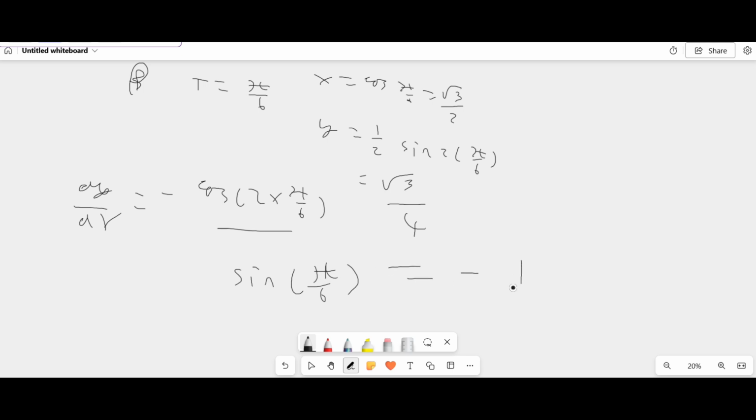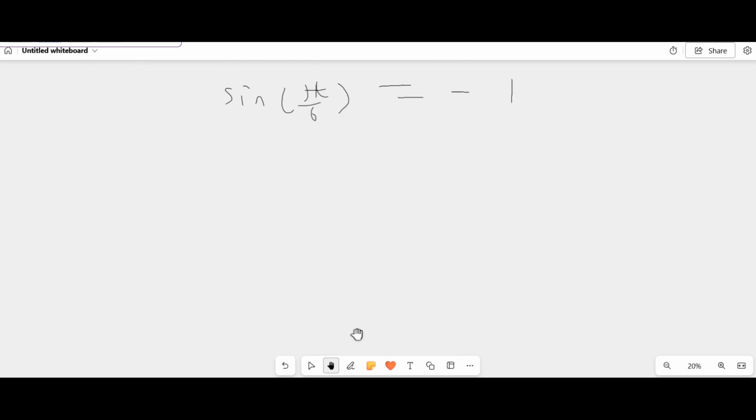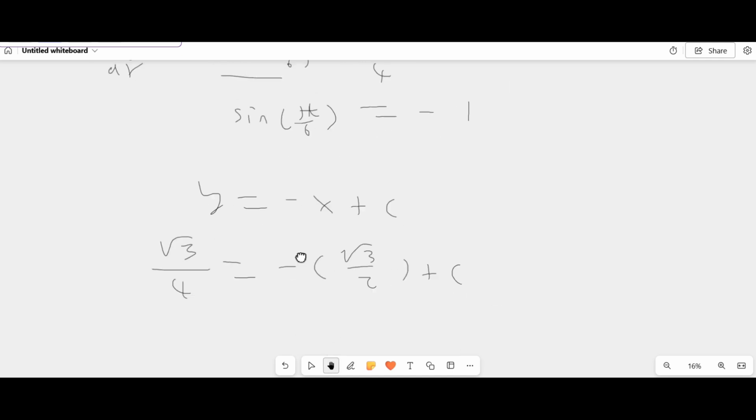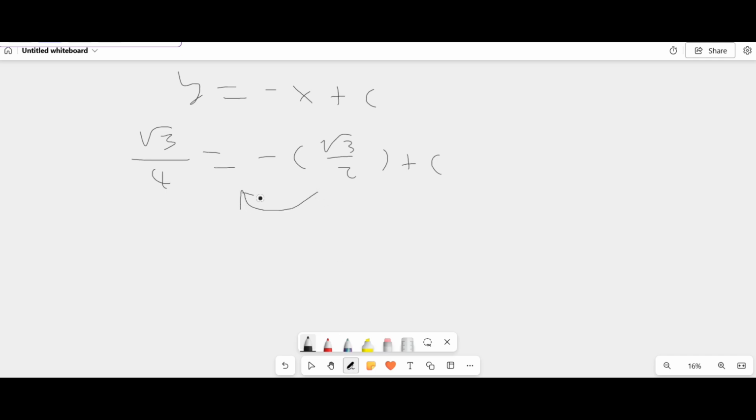So that's going to be negative 1, yeah? Alright, cool. So therefore the equation is a tangent, yeah? So it's going to be the same gradient as that one, so negative x plus c. We know y, we just found it's root 3 over 4. We know x as well is root 3 over 2, and so plus c. So therefore c can be found. Just bring that to the other side, and you get c is equal to 3 root.